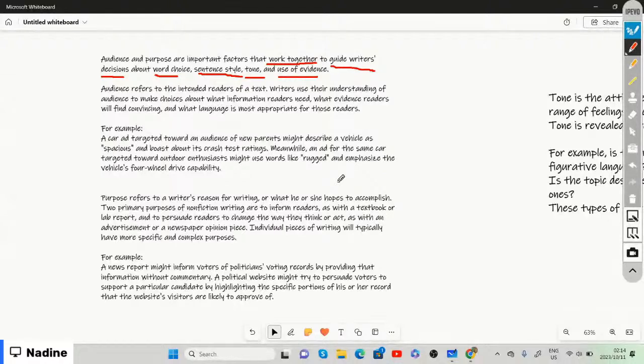You need to ask yourself, what is the reason for me writing? And they need to also ask themselves what they hope to accomplish at the end. And then two primary purposes of non-fiction writing are to inform readers, as with a textbook or a lab report.